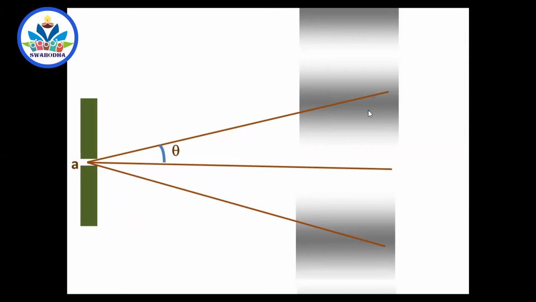Similarly here, this central bright fringe is situated in how much angular width? If you want to know that, we will draw the lines here and we will take a half angular width first of all.